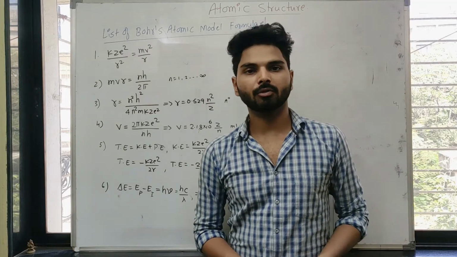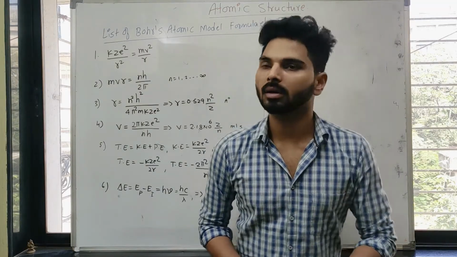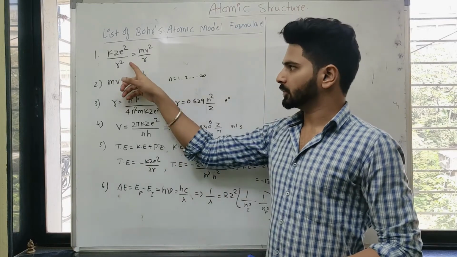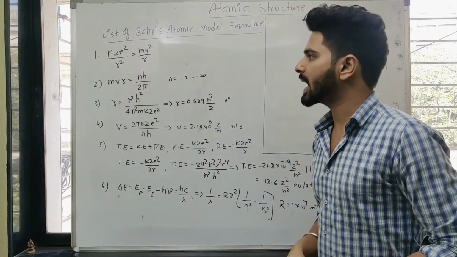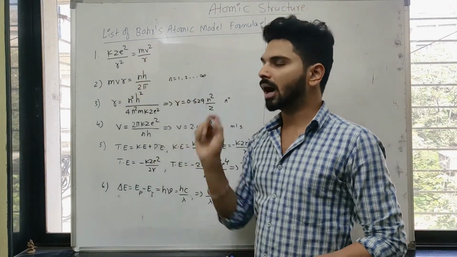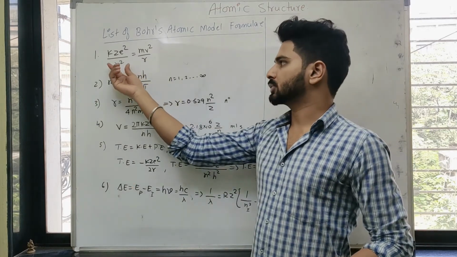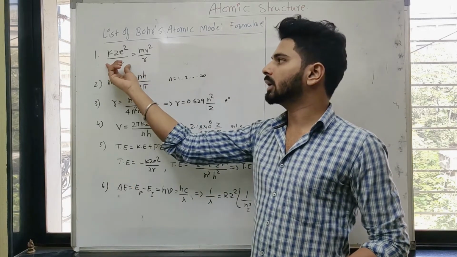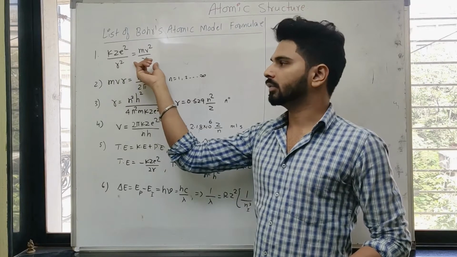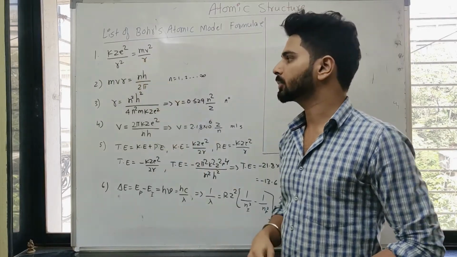Now list out the formulas of Bohr atomic model. I've listed some. First one, kZe² upon r² equal to mv² upon r. This is actually, we are equating Coulombic force with centrifugal force.